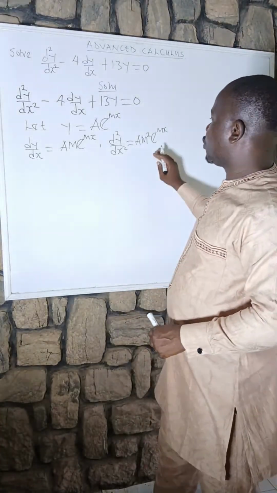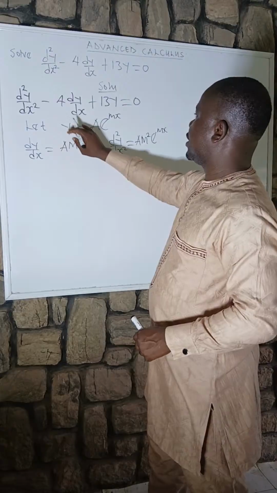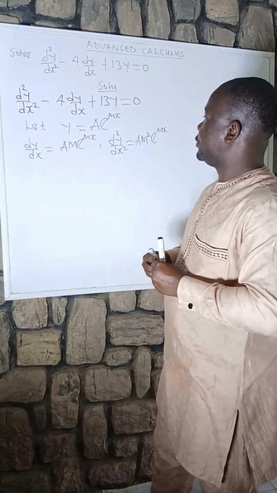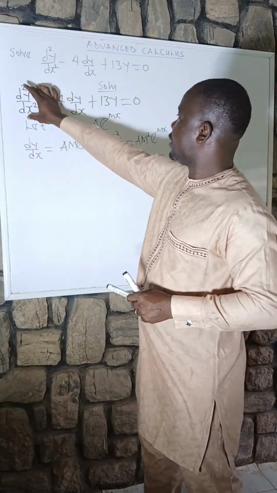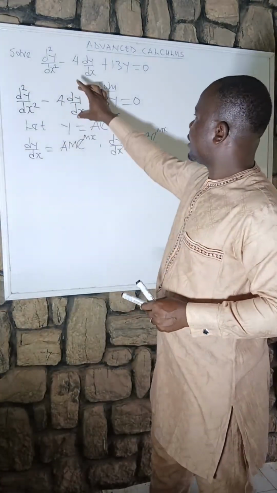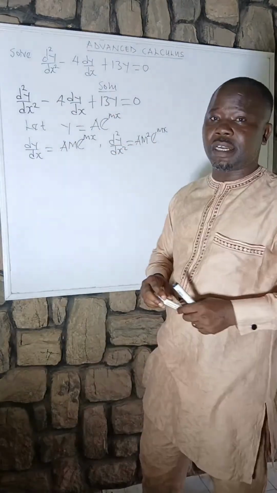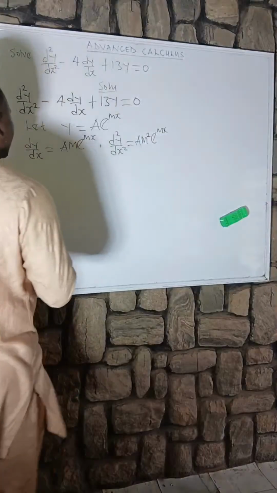At this point, we have to substitute this and this into the second order differential equation. Instead of this, we write this. Instead of this, we write this. And instead of y here, we write this.